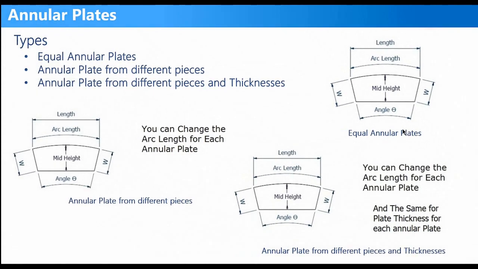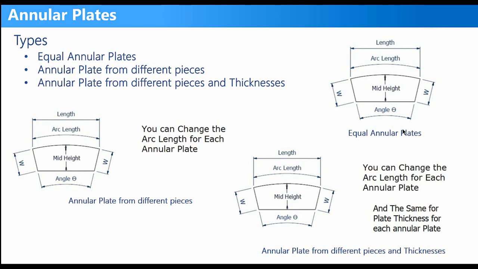At the beginning, let's define the types of annular plates. In annular plates, we have three different types. The first type is annular plate with equal pieces. In this type, you have the ability to define the number of annular plates, and all of them are identical. The same arc length, the same thickness, the same width, all dimensions are the same.